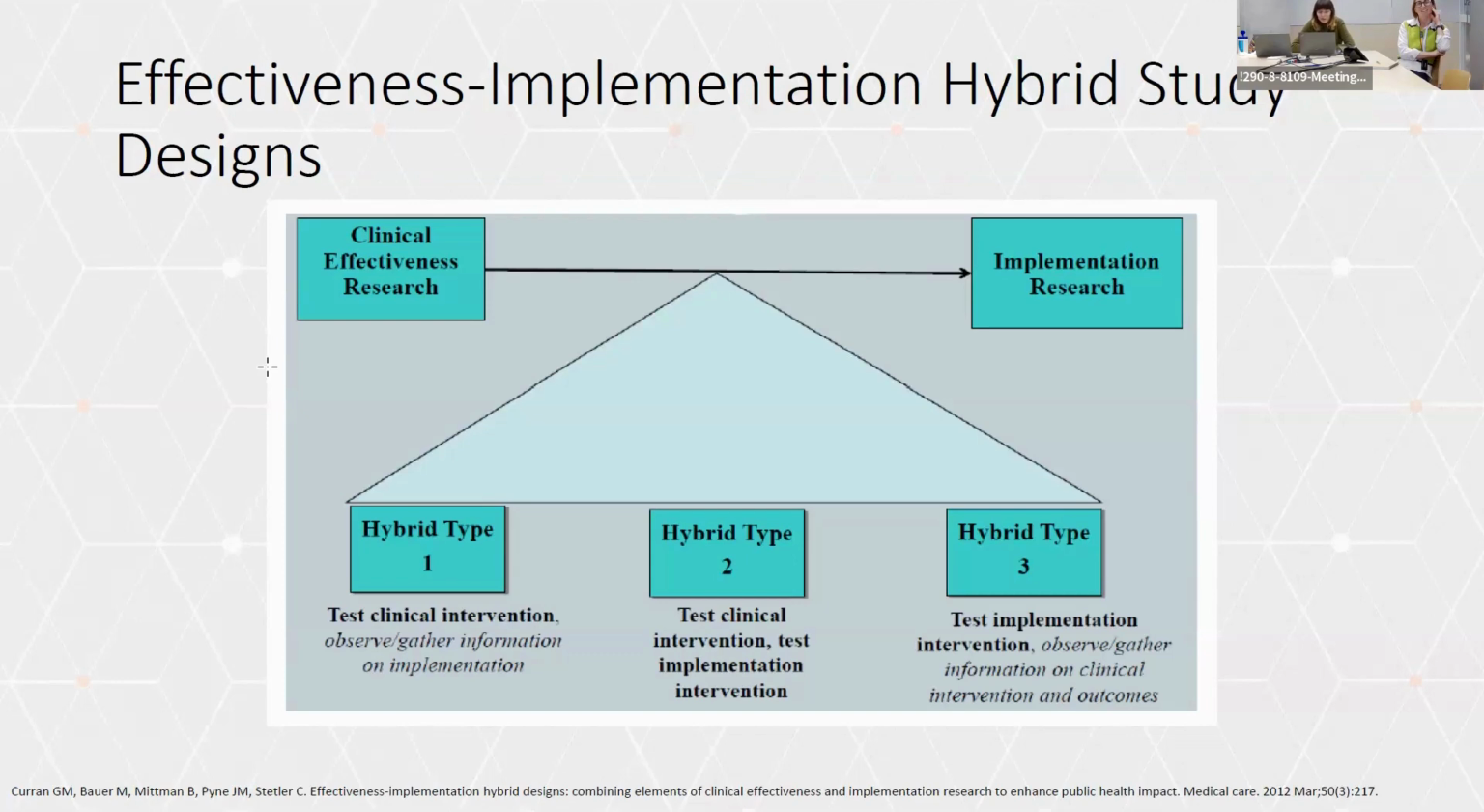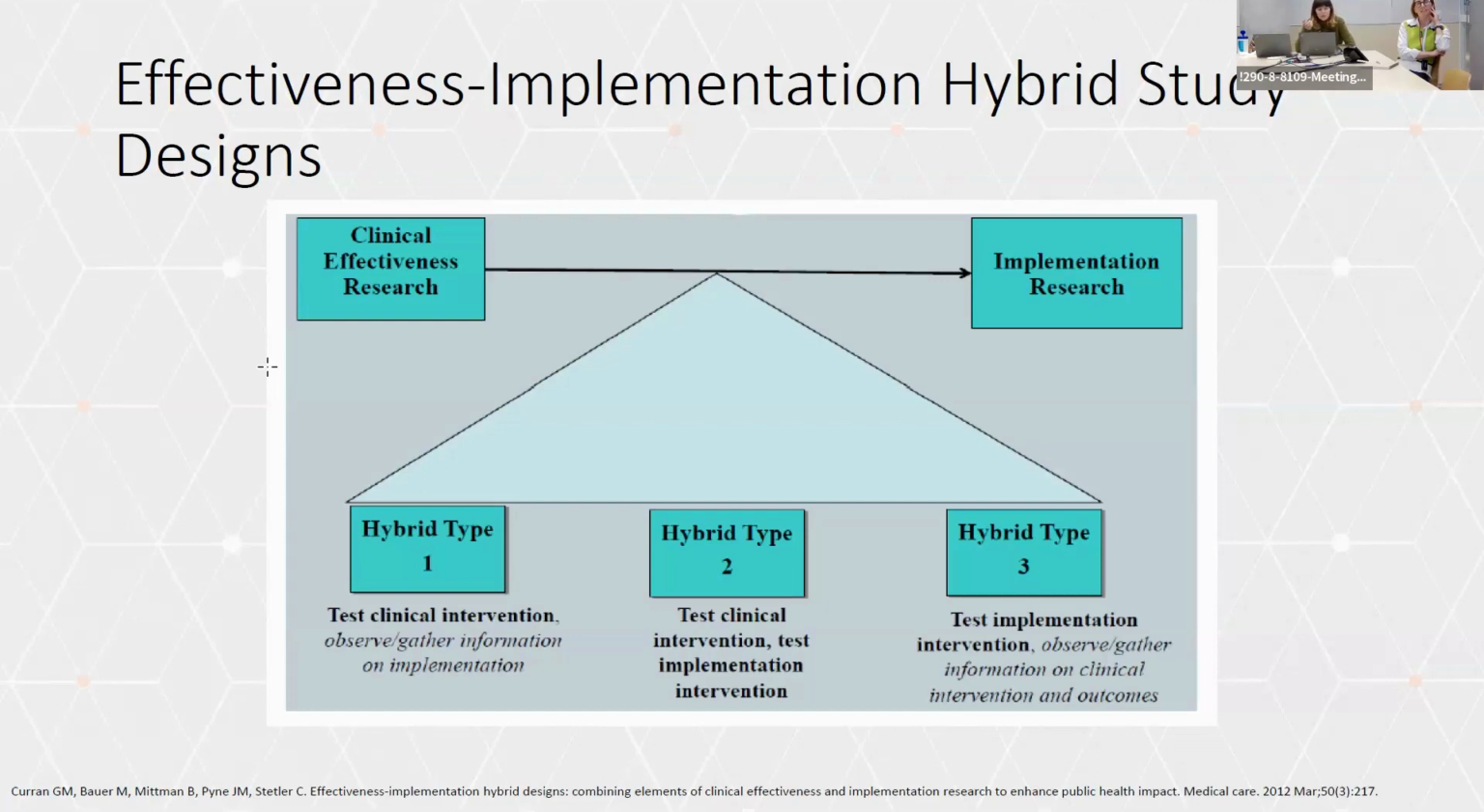And that's where you're also looking at information on the implementation. So how did this work in the clinic? Hybrid 2 is you're testing that clinical intervention, but you're also looking at the implementation. And then 3 is testing the implementation of the intervention while you're getting health outcomes from the patients.